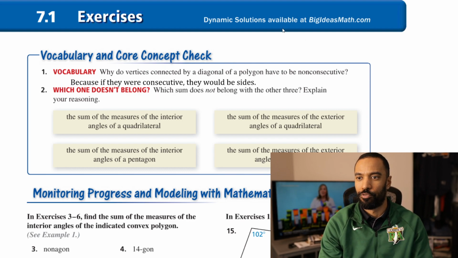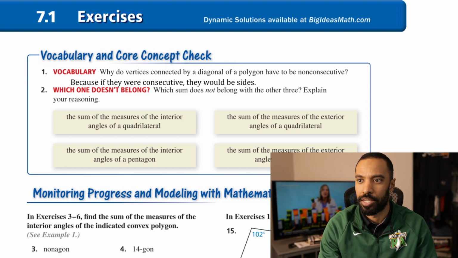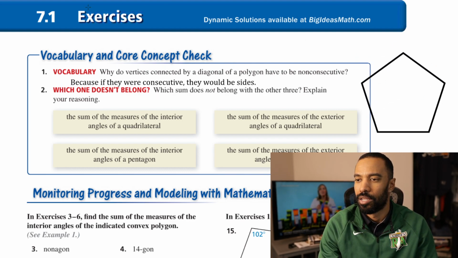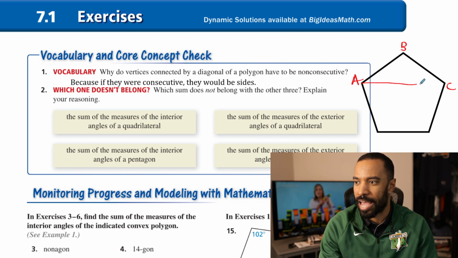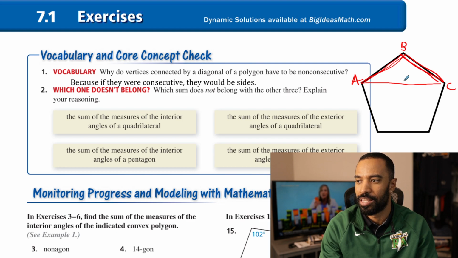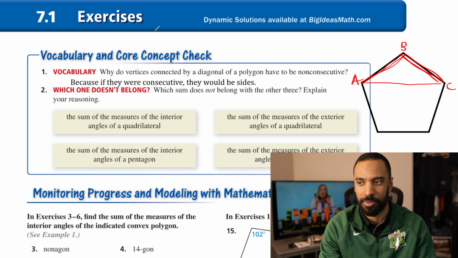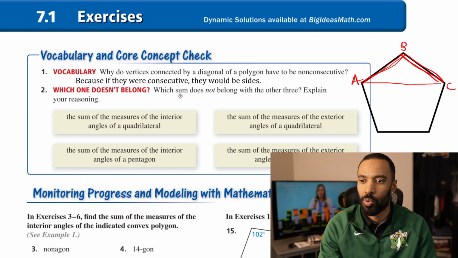See, a polygon is formed by sides. If I draw you here a pentagon, here are A and B and C. From A to C is a diagonal. From A to B is a side. That is a side of your pentagon. B to C is a side of your pentagon. This is a diagonal going across. They have to be non-consecutive. Consecutive ones are sides.